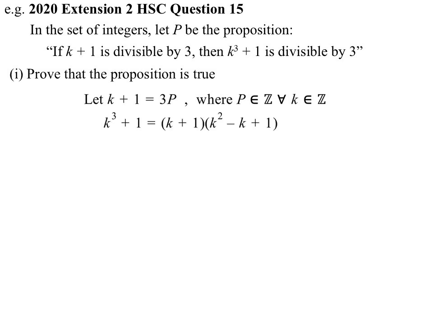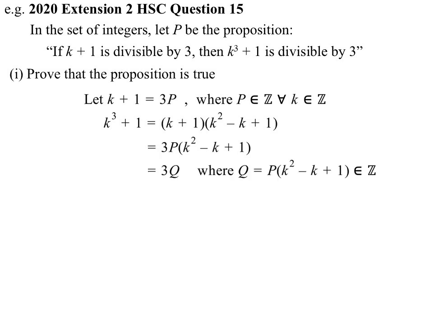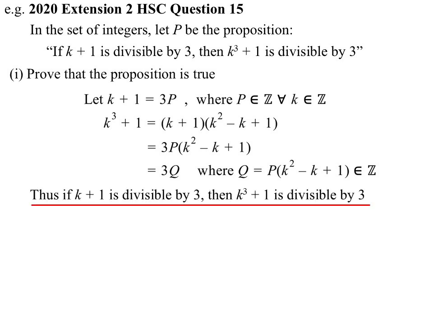Well, k cubed plus 1, we have a factorisation for that. But hang on, we just said k plus 1 is 3p. So I could rewrite that as 3p times that second factor. Well, that's 3 times something, and that something is p times (k squared minus k plus 1), and that would be an integer because p is an integer and k we said was an integer. So yes, I can write that as 3 times some integer. Thus we've got our proof. If k plus 1 is divisible by 3, k cubed plus 1 must be divisible by 3 as well.